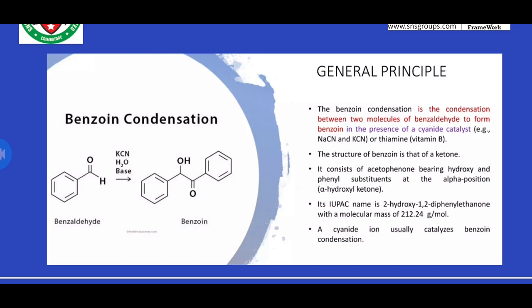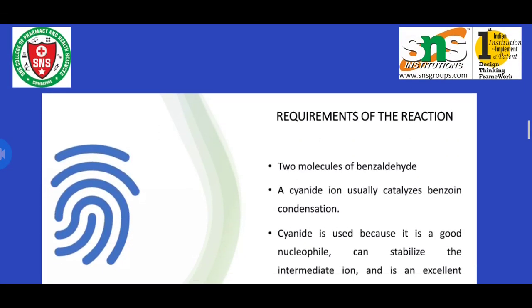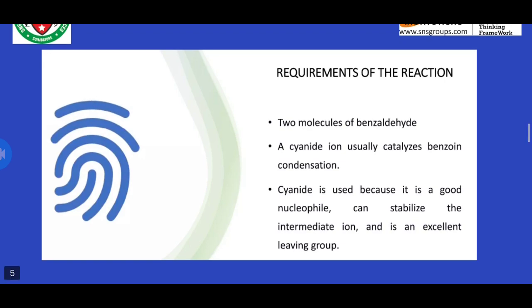212.24 grams per mole. Why we are using cyanide ion as a catalyst for this reaction is that the cyanide ion usually catalyzes benzoin condensation, and also it is easily eliminated from the reaction after the product is formed.